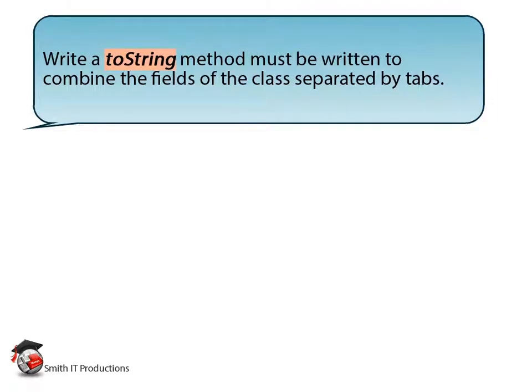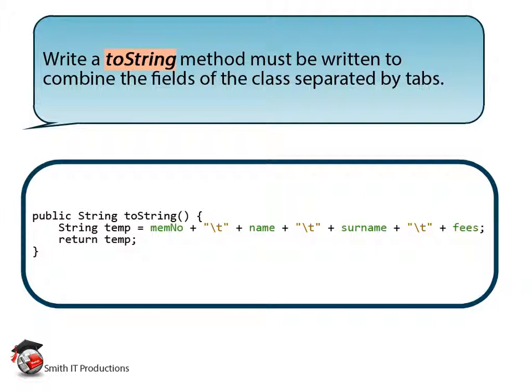Write a toString method which will combine the fields in the class separated by tabs. So this method should return a string. toString starts with a lowercase because it is a method name. We declare a temporary variable of type string, and then we just concatenate all the variables together separated by tabs: membership number, name, surname, and fees. After we've built the output string, we return that output string to wherever it's being called.